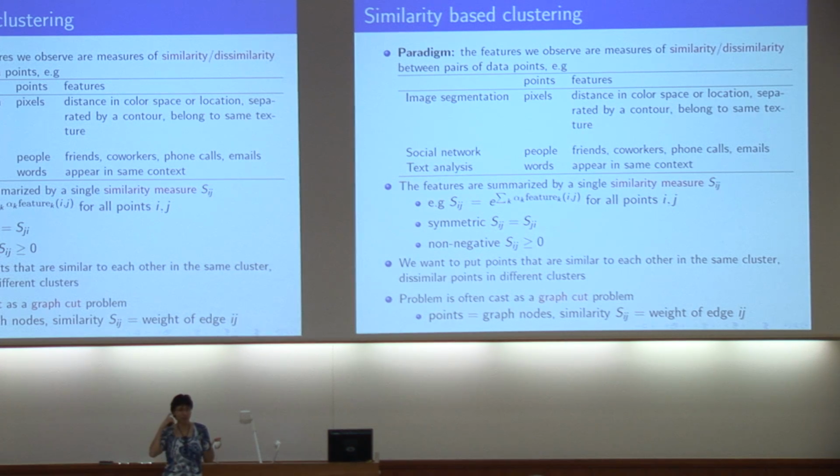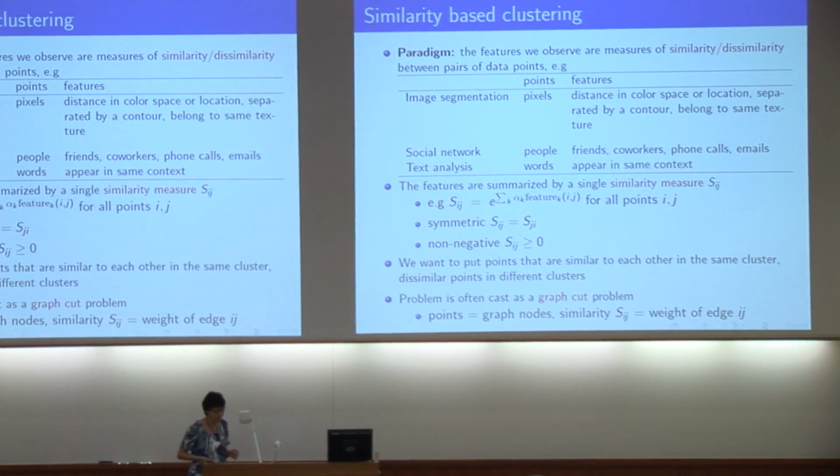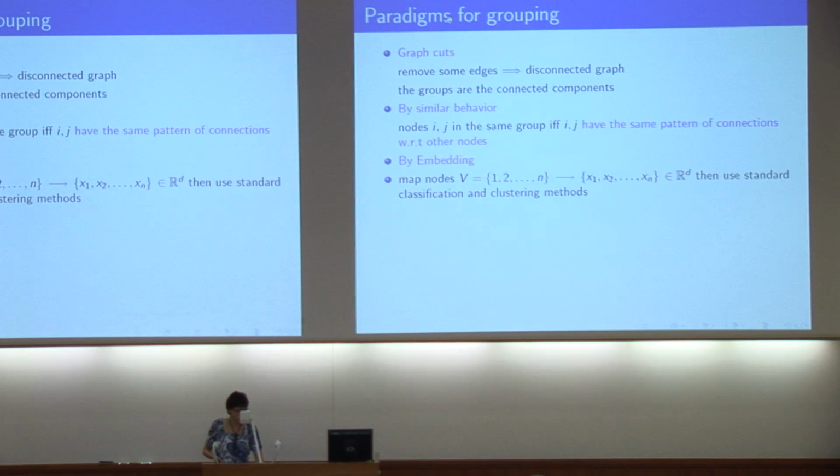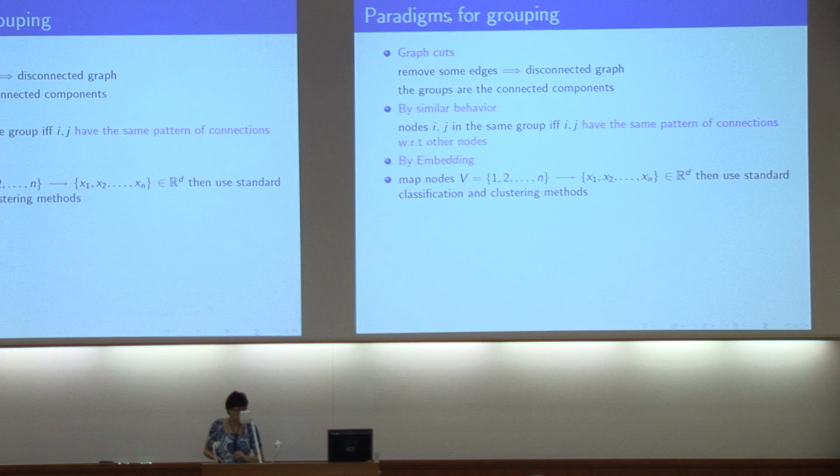And in particular, if there is no edge between two nodes, I assume that there is zero similarity. And so clustering, if we talk about the nodes of a graph, can be thought of as cutting the graph into pieces. Okay.